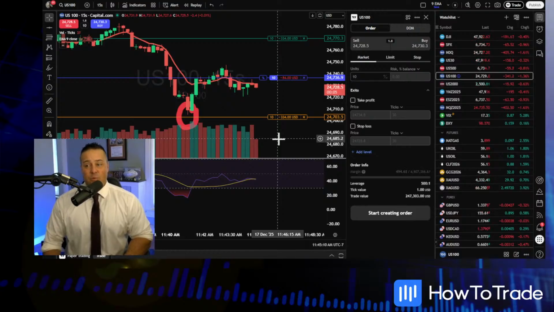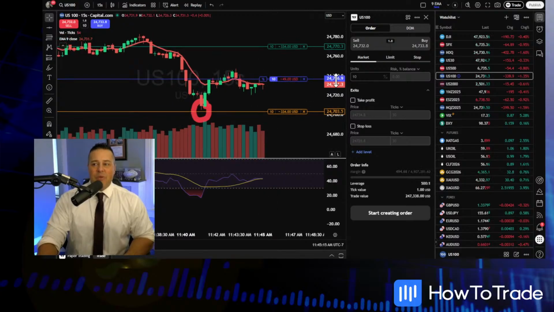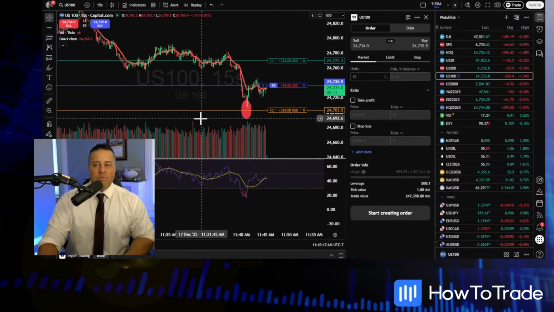So this right here, we know exactly what our risk is. We know what we want out of this trade. Big picture, could you put this trade on for more? Sure.